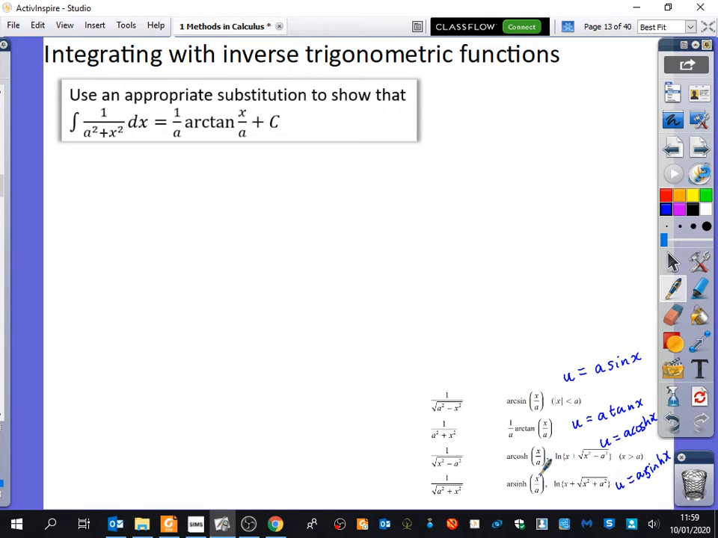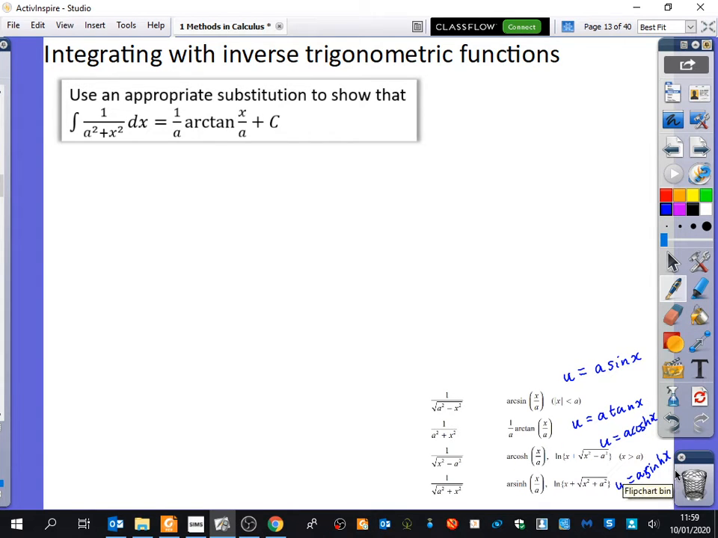It shouldn't be obvious really, but because this function integrates to an arcsine, the clue is that the substitution is going to be a sine x. Because this one has to do with tan, it's going to be a tan. That one's cosh, so it's going to be cosh. That one's sinh, so it's going to be sinh.